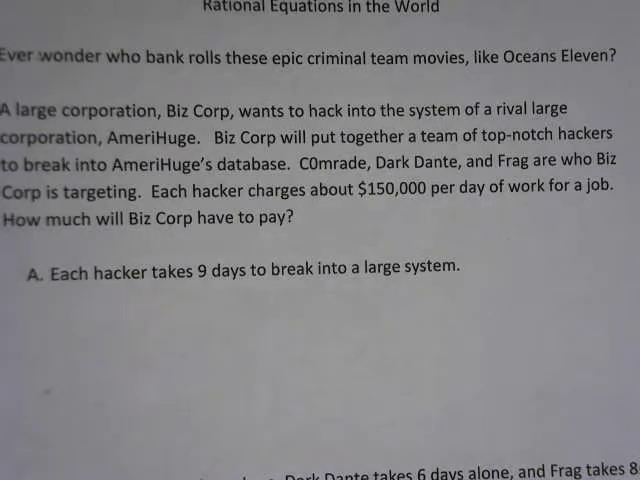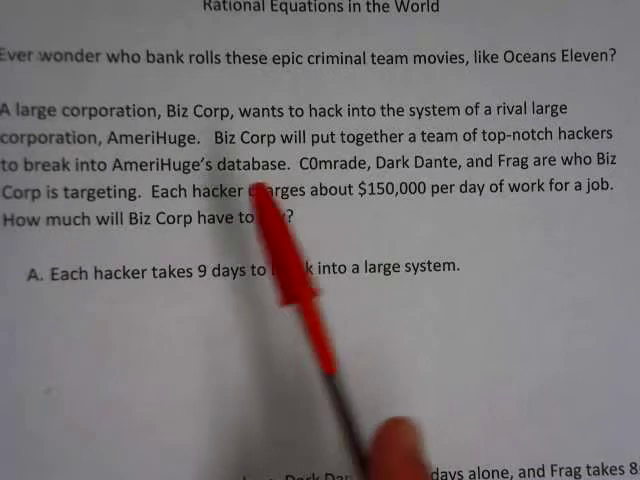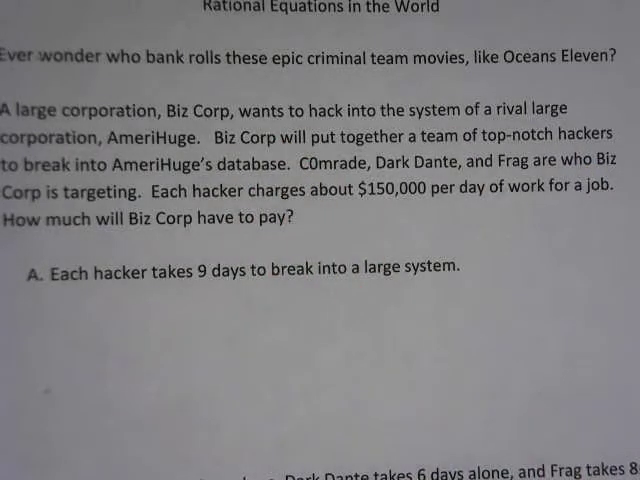So I'm going to set up the situation, and we're going to see if we can use rational equations to figure it out. Okay, so we have this large corporation, BizCorp, and they want to hack into the system of another large corporation, Amerihuge. And BizCorp is going to do this by putting together a dream team of top-notch hackers. So we got three of them, Comrade, Dark Dante, and Frag, and they're BizCorp. It's going to be BizCorp's dream team.